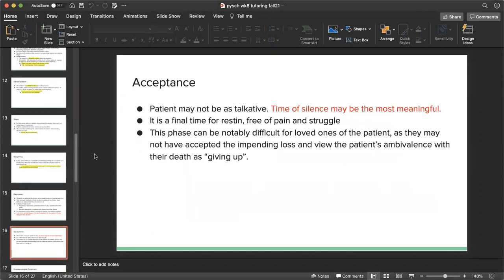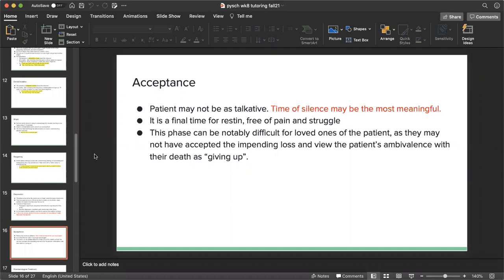And then acceptance. So the patient may not be as talkative, so times of silence may be the most meaningful. It is a final time for resting, free of pain and struggle. So this phase can be notably difficult for loved ones of the patient, as they may not have accepted the impending loss and view the patient's acceptance of their death as giving up.